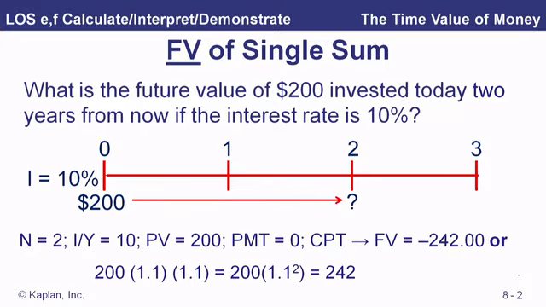And here's the mathematics of it. We're just growing that by 10% the first year and then growing all of that by 10% the second year. So we can certainly write it as 200 times 1.1 squared, and we can get the 242 there without having to use the calculator functions.